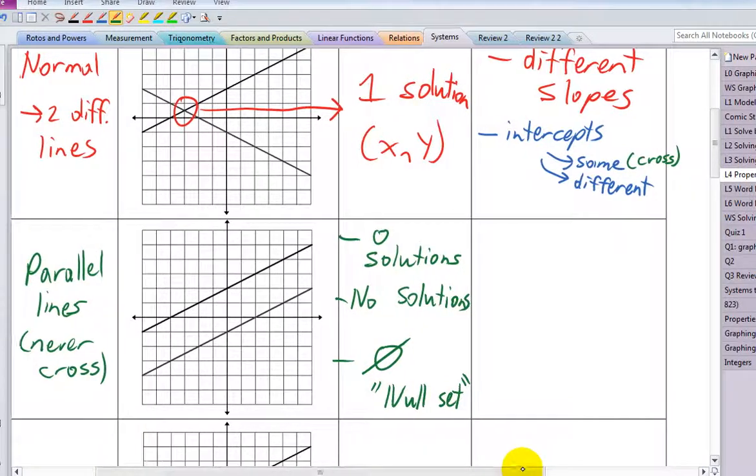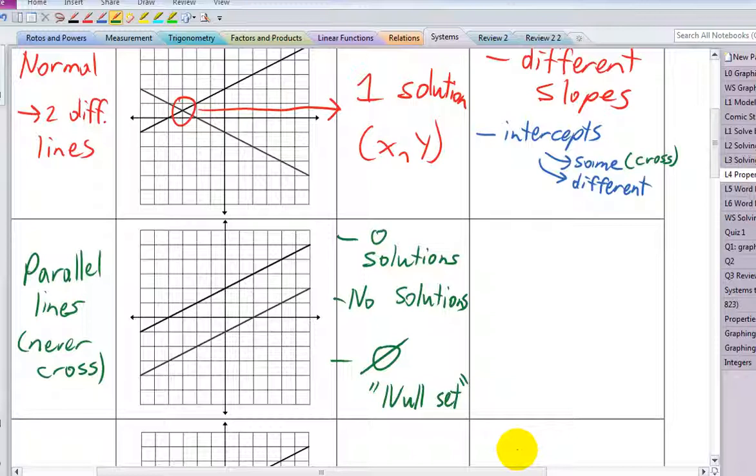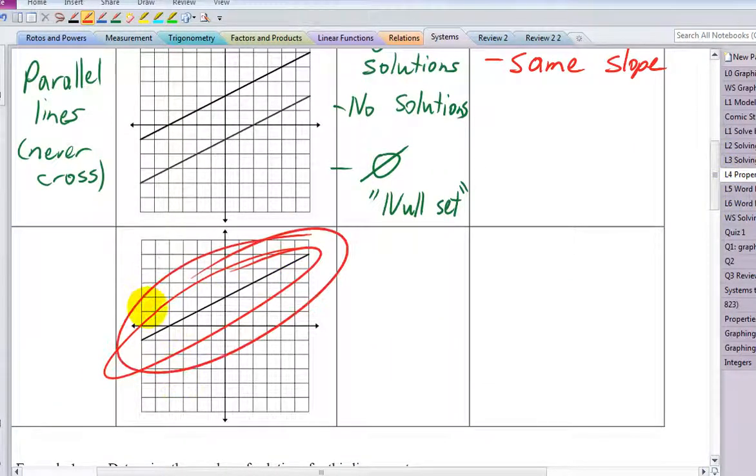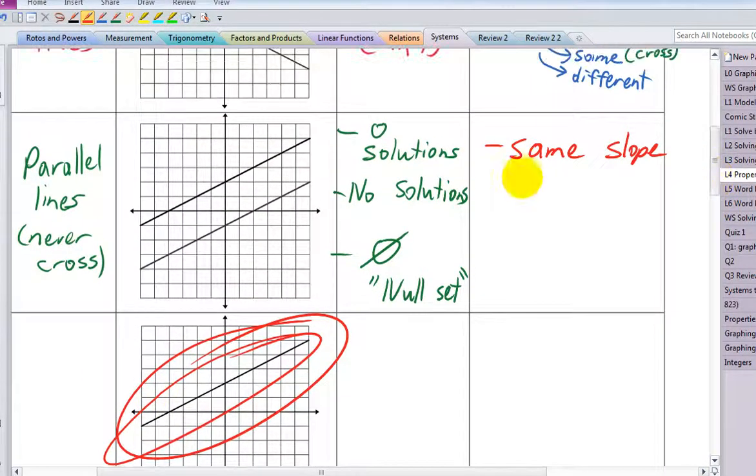What makes them parallel, though? Why are they running side by side? Same slope. That's really, really important. Same slope. What about their intercepts? Yeah, they have to be different, because if they weren't different, then you'd have the exact same line. So we must have the same slope, and we must have different intercepts.